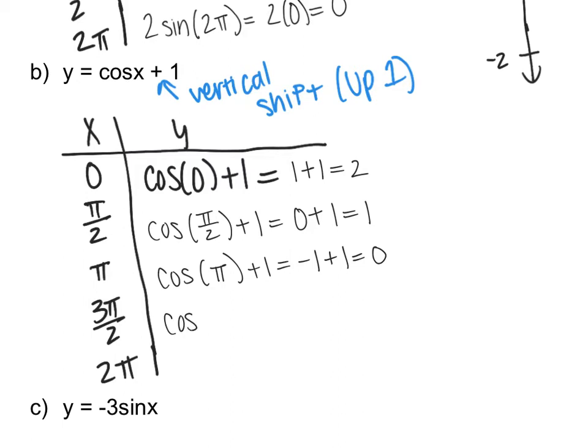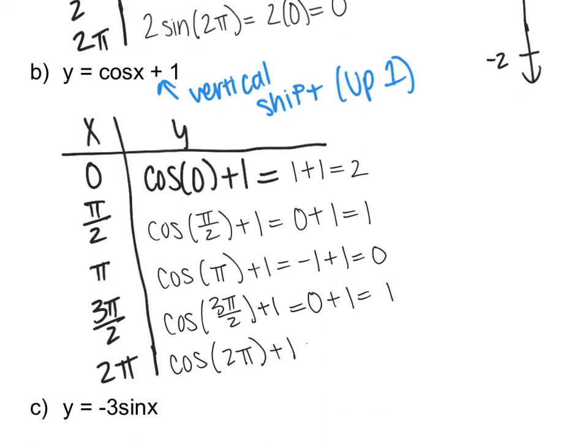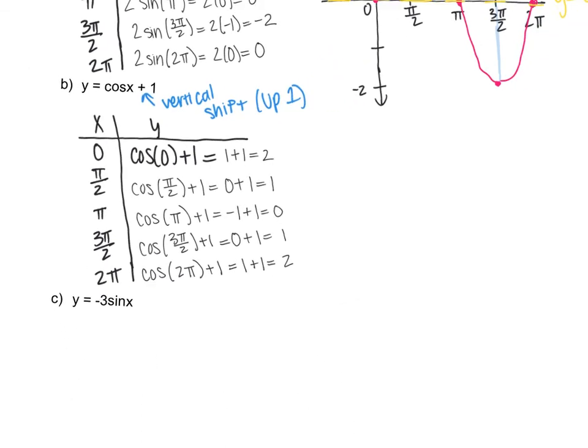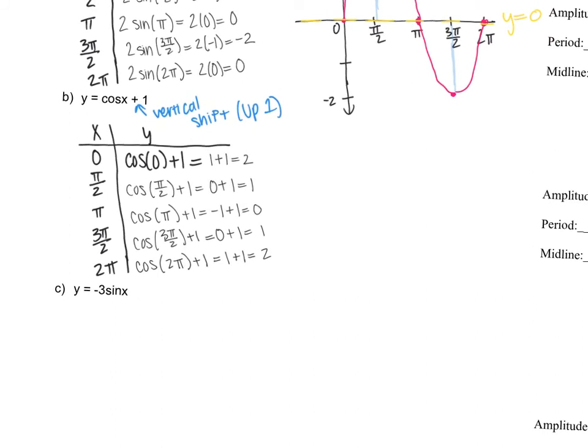And then cosine of 3 pi over 2 plus 1. Cosine of 3 pi over 2 is 0, plus 1 is going to be 1. Cosine of 2 pi is 1. So when cosine is 2 pi, if I add 1 to it, I just get 2. And now I have my x value and I have my y value. So once I have my y values, I can use those as my coordinate points. So the first coordinate point I have is 0, 2.